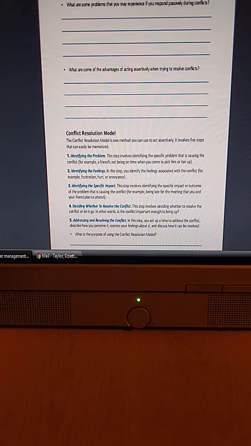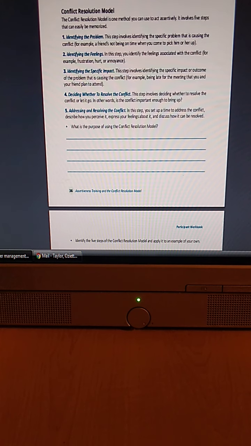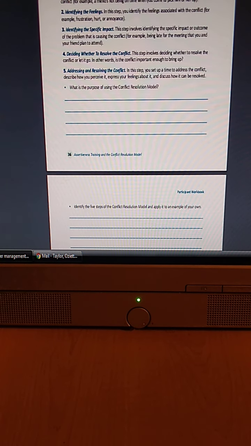And so a method of dealing with conflict is to first identify the problem. Identify the feelings is the second thing to do. Identify specific impact. Decide whether to resolve the conflict. Addressing and resolving the conflict is number 5. So let's look at each one of these steps.